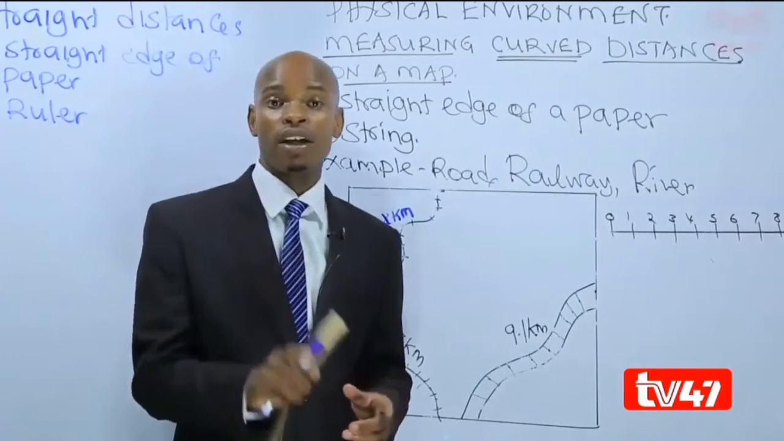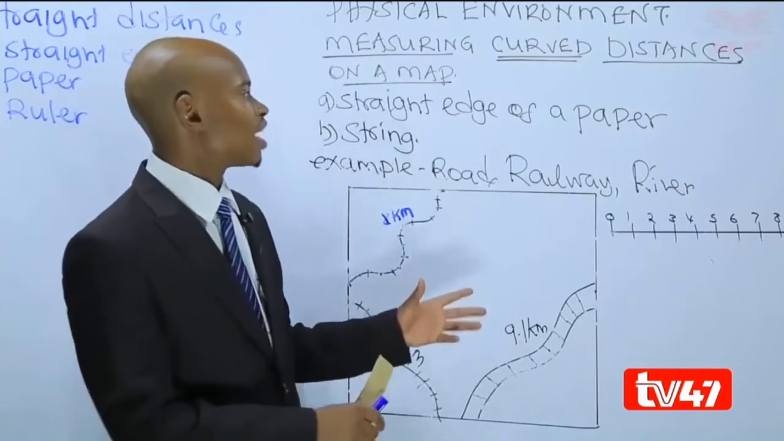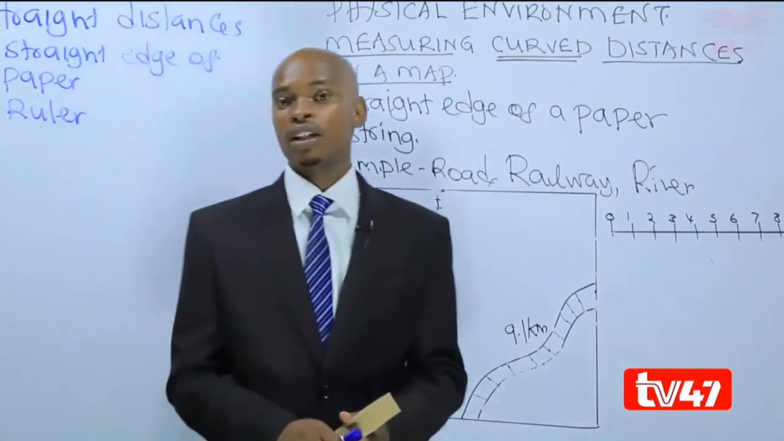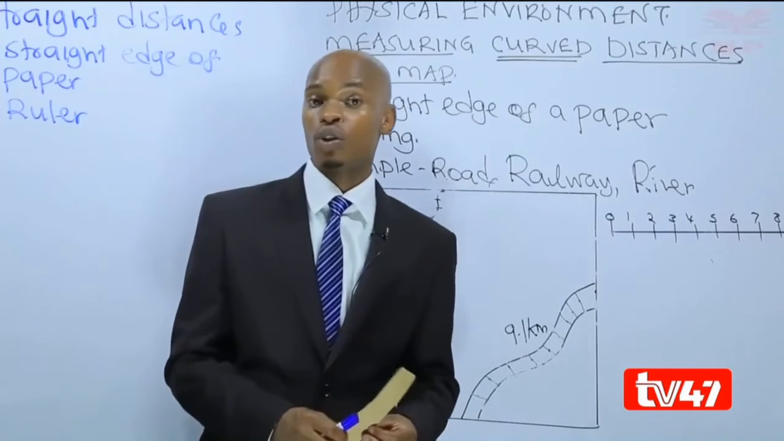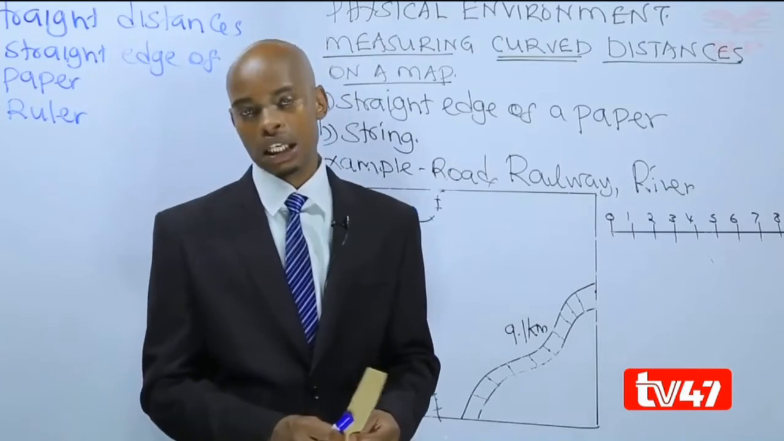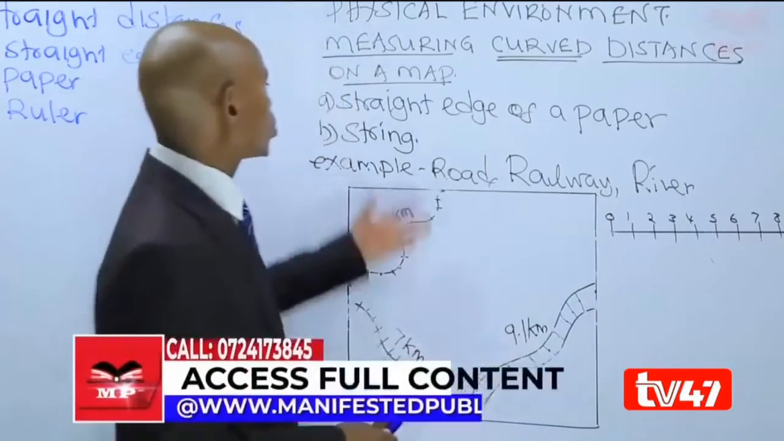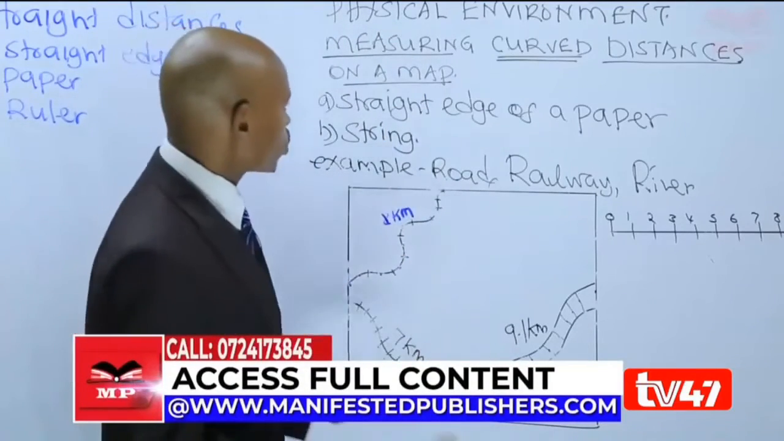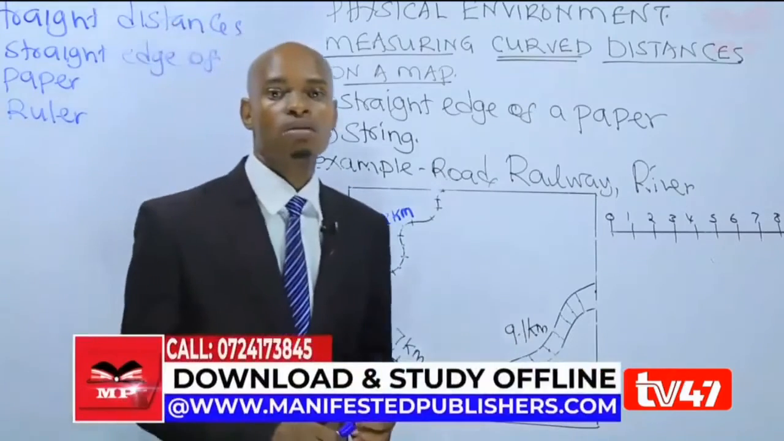And for your activity back there, so that you can practice what we have learned today about measuring curved distances on a map, you can get an activity in our lives today, Oxford Activity 6. It will give you an exposure and a good platform to at least measure for yourself curved distances in that course book.